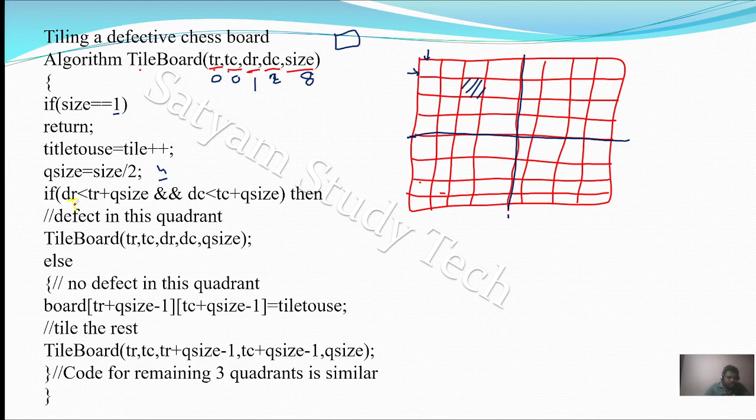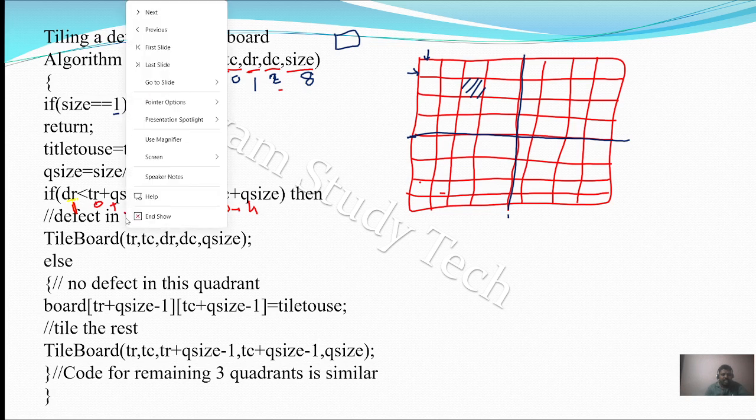So defective row is 1, and TR, top row, that is 0, plus quadrant size, Q size, that is 4, and the logical AND operator, and the defective column. What is the defective column? It is 2. Now the defective column, 2, is less than top column, that is 0, plus Q size, quadrant size, 4. Now we can check. Here 1 is less than 4, the condition is true.